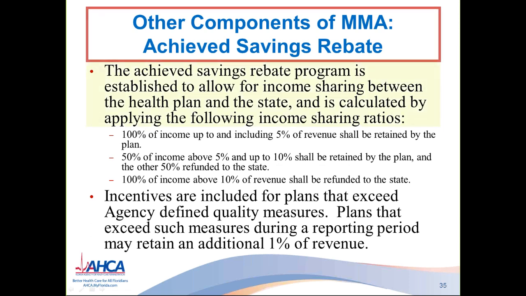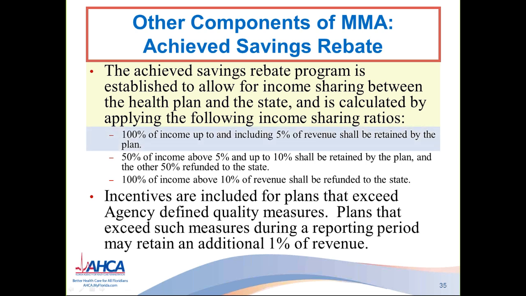Another component of MMA is the Achieve Savings Rebate. This is a program that's established to allow for income sharing between the health plan and the state, and it's calculated by applying the following income sharing ratios. And there are 3 bullets here.